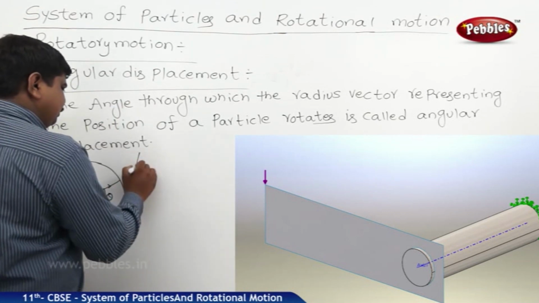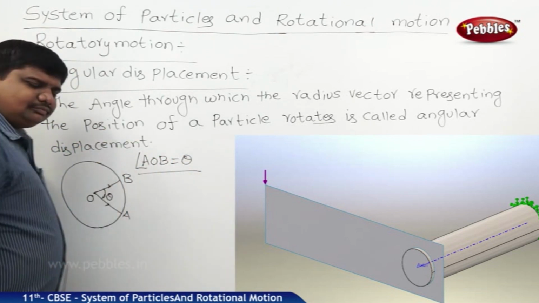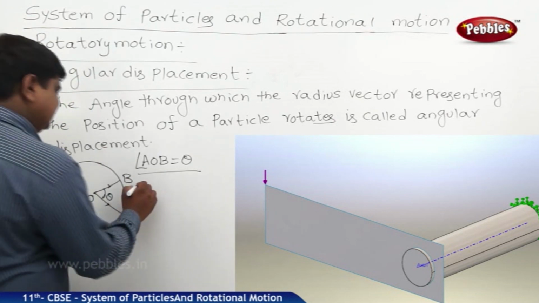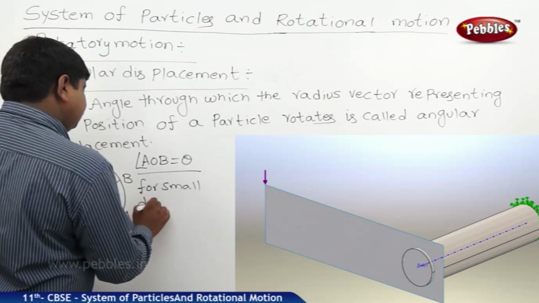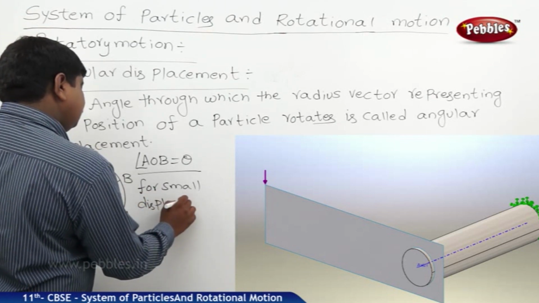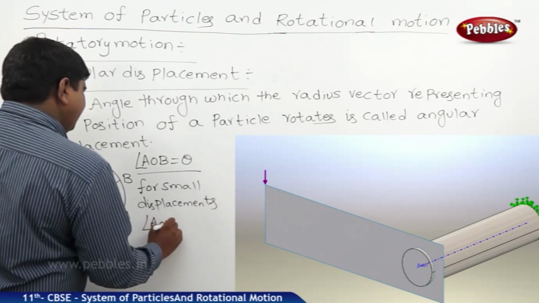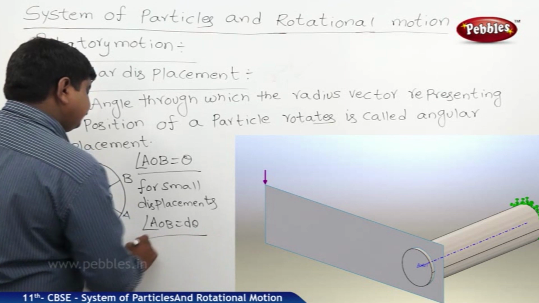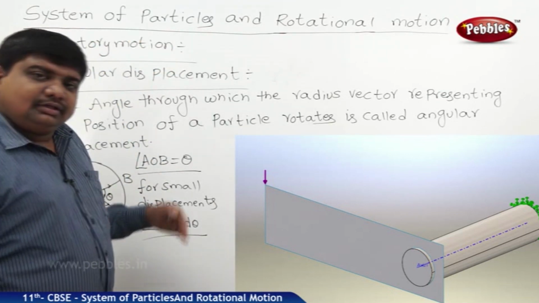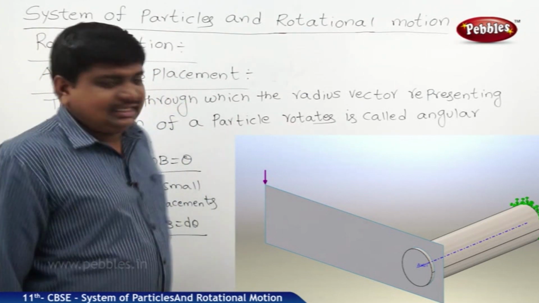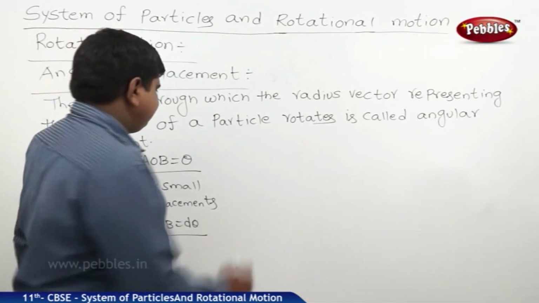So from this diagram we can write angle AOB is equal to theta. If it is a small displacement, we can write it as d theta. So angle AOB is equal to d theta. To find the total angle we can integrate. Displacement was over. Rate of change in displacement is called velocity. So the rate of change of angular displacement is called angular velocity.